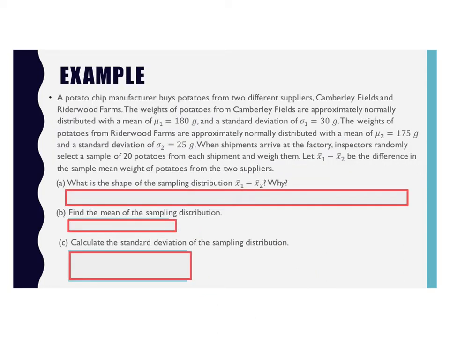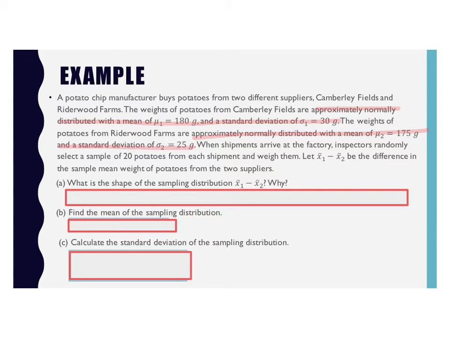In our next example, a potato chip manufacturer buys potatoes from 2 different suppliers, Camberley Fields and Ryder Wood Farms. The weights of potatoes from Camberley Fields are approximately normally distributed, that's important, with a mean of 180 grams and standard deviation of 30 grams. The weights of potatoes from Ryder Wood Farms are approximately normally distributed with a mean of 175 grams and a standard deviation of 25 grams.